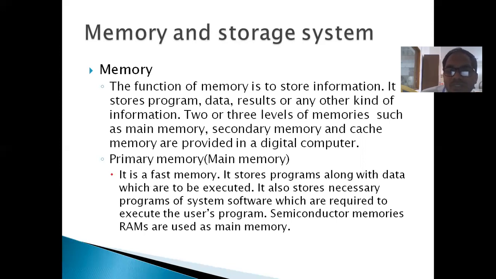The primary memory, there is also a memory hierarchy actually. We will see later. So firstly, we are focusing on the primary memory. It is a fast memory. It stores programs along with data which are to be executed. It also stores necessary programs of system software which are required to execute the user's program.